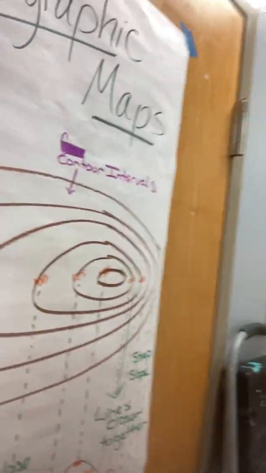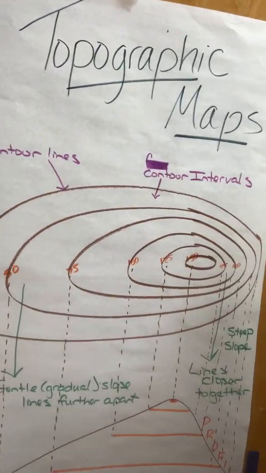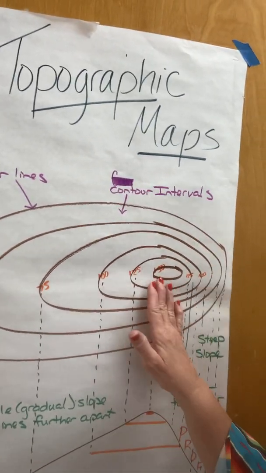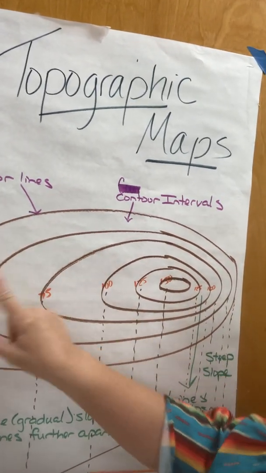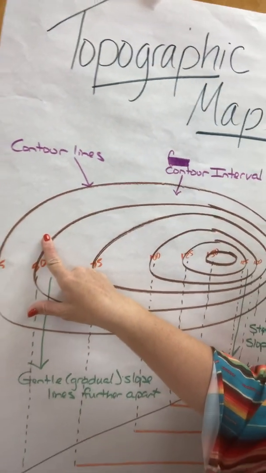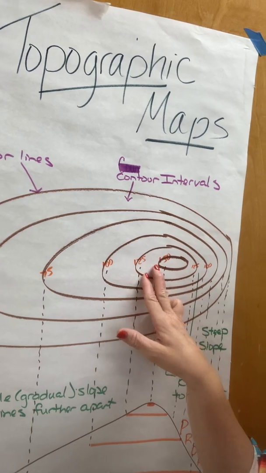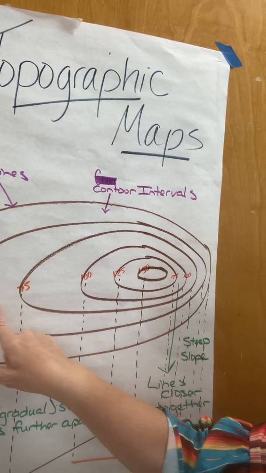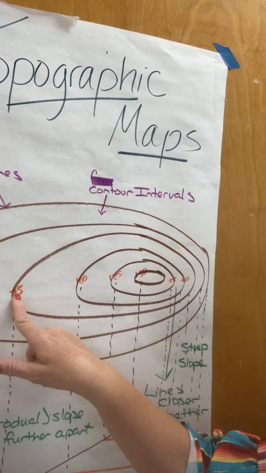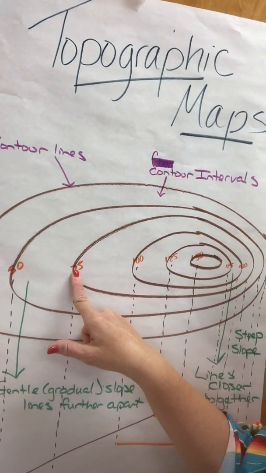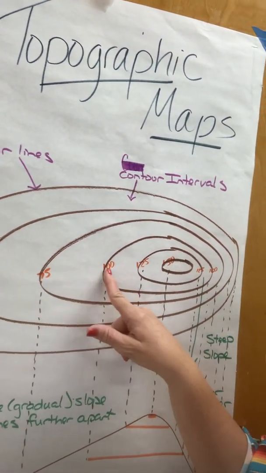We've also got topographic maps. A lot of you wanted to know about topographic maps, so I'm just going to let you really quick look. Remember that these are your contour lines and your contour intervals. The distance between contour lines is your contour interval. So like right here, we have a contour interval of 25: 50 to 75 to 100.